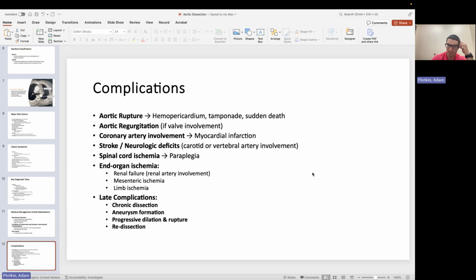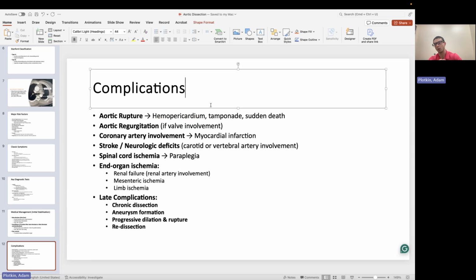All right, complications. This is a very high yield slide. So I've already talked about a lot of these, but we could get aortic rupture, which could lead to hemopericardium. So now blood is flowing into the pericardium. That can lead to tamponade. Remember tamponade physiology. We have fluid that's compressing the pericardial space.